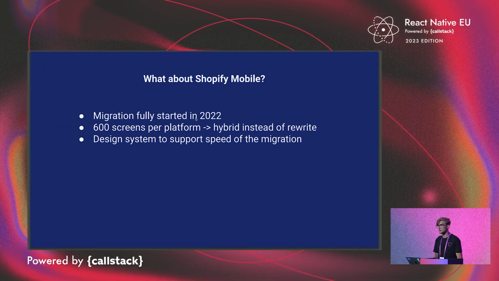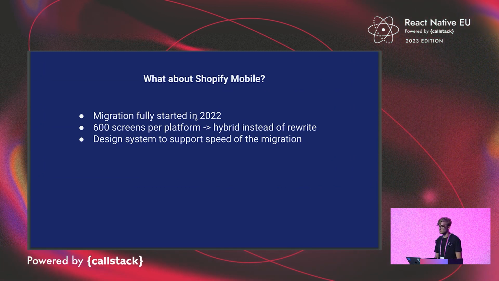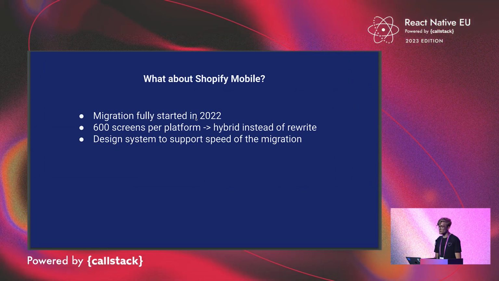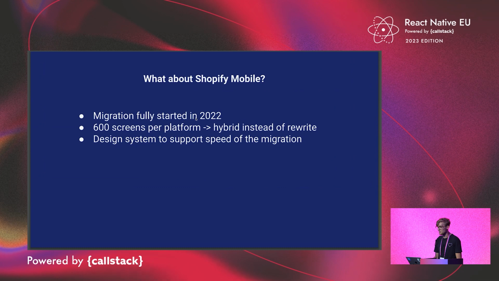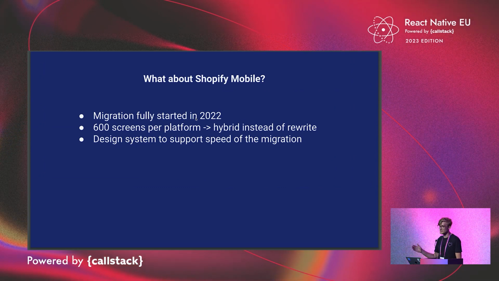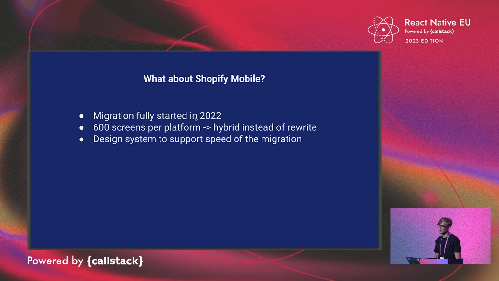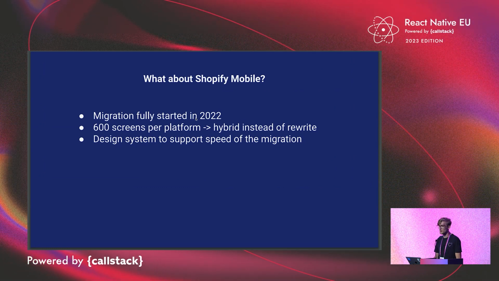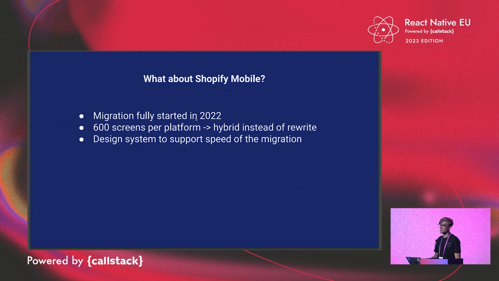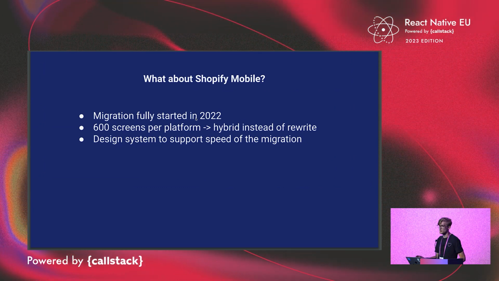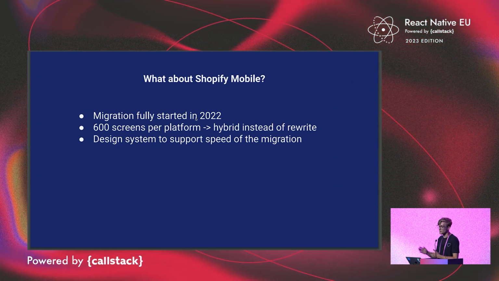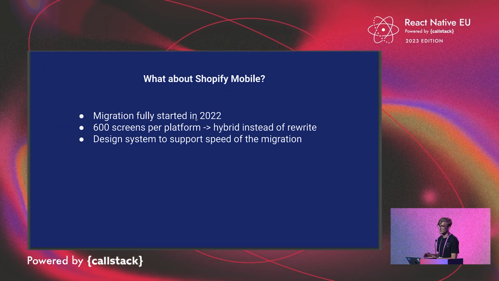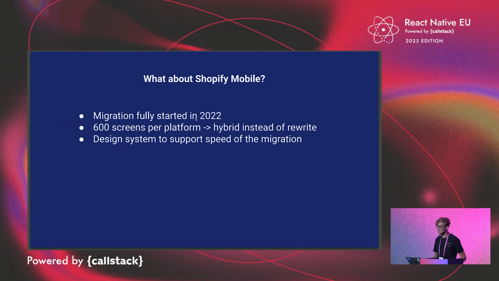As far as the scale of the app goes, there are more than 600 screens per platform, and doing a full rewrite would take us a really long time, and in that time we would not really be able to ship anything. So instead of doing a rewrite, we decided on a hybrid approach where we migrate screens gradually. So we're in a mix of a native and a React Native app. And as we migrate, we try to make every screen, of course, a little bit better.